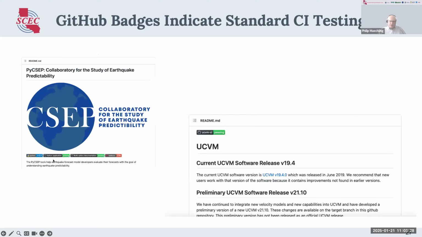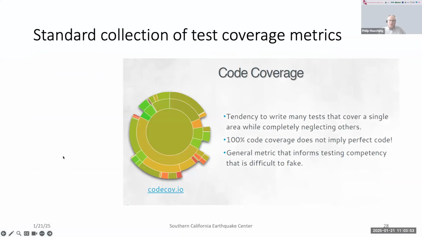Evidence for this is shown often on Git repos. So here's an example from CSEP where there's a badge showing that their tests are running. And here's another example from one of our UCVM codes showing that the UCVM CI tests are running and passing. So that's a good thing to put on your code. That helps convince people your code's working properly.